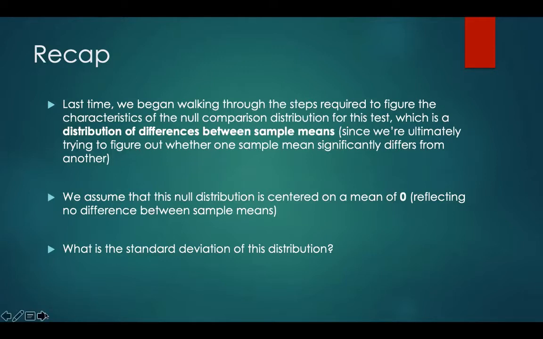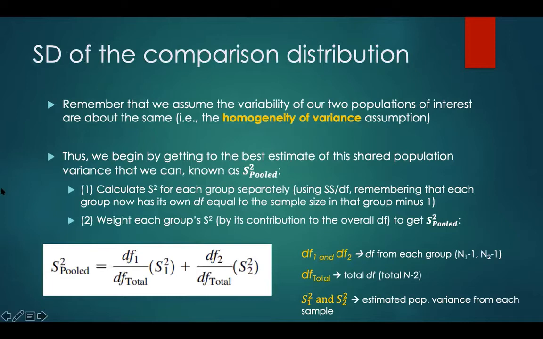So what is the standard deviation of this distribution? Remember that we can assume that the variability between our two populations of interest are about the same. This is the homogeneity of variance assumption. Thus, we begin by getting to the best estimate of this shared population variance that we can, known as S squared pooled. And the steps are pretty simple.